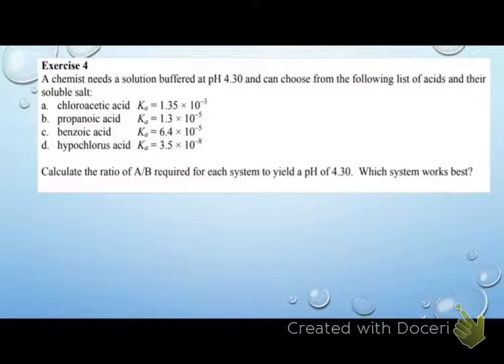Okay. If you had added a base, I would have done the opposite. I would have subtracted from the acid and added to the base. Just vice versa kind of thing.